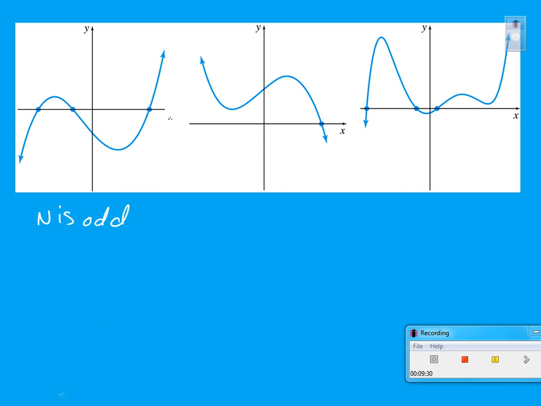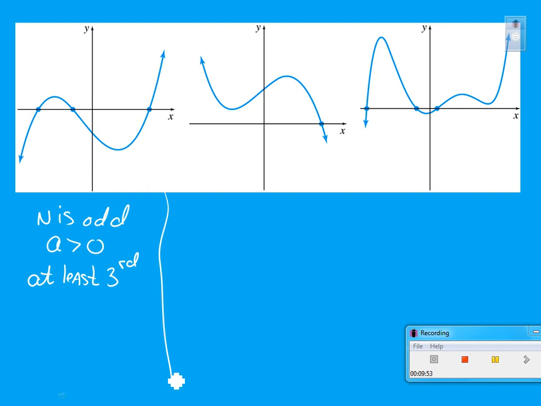I know since it's opening up to the right that a is going to be greater than 0, and I know this has got to be at least a 3rd degree polynomial. I see 2 turning points, add 1 to that, so it's got to be at least a 3rd degree polynomial.